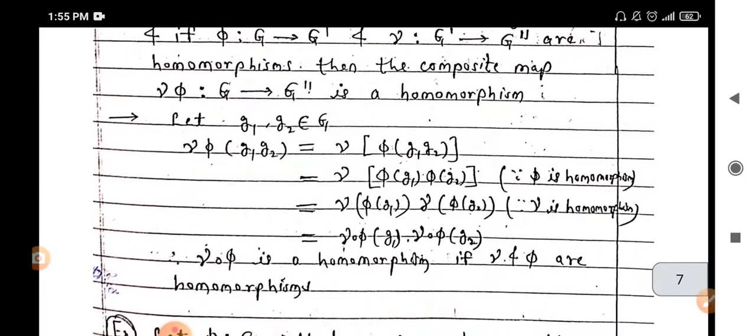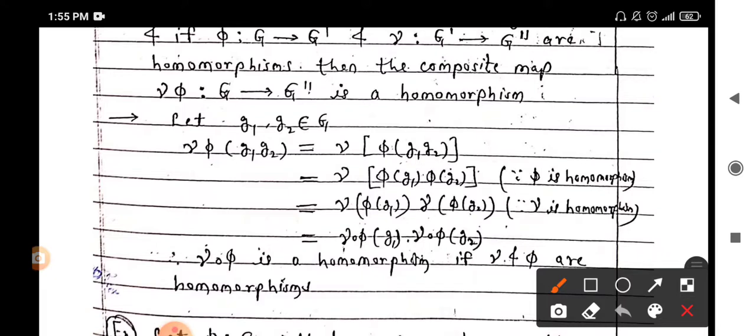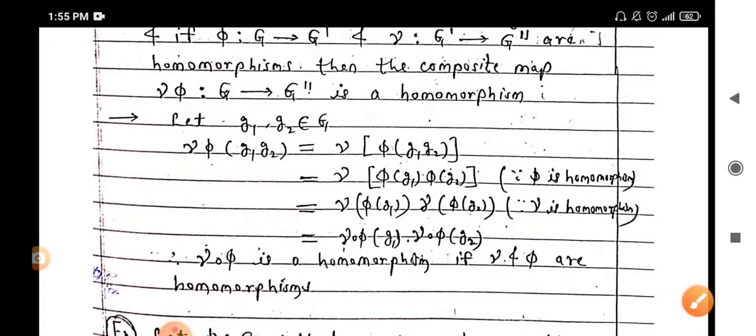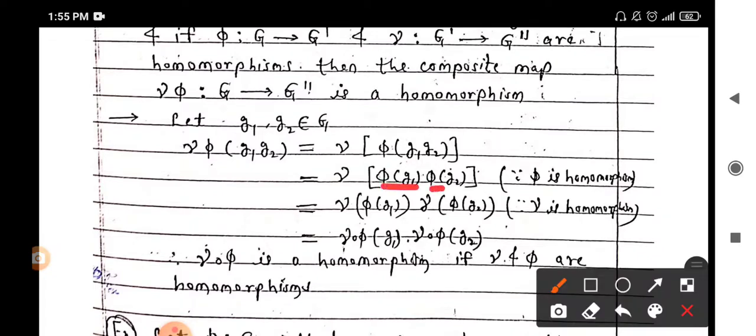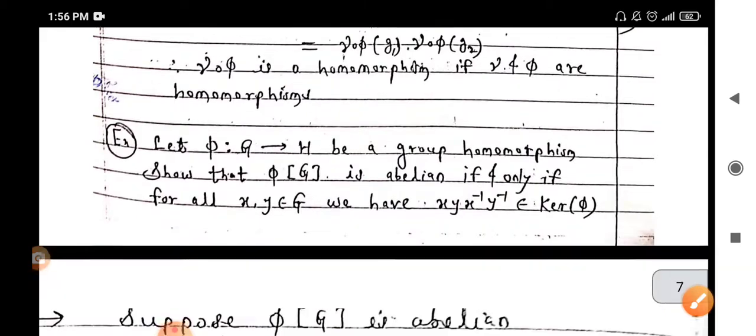It is simple. Gamma phi of G1, G2, where G1, G2 belong to G. From the definition, it is gamma of phi of G1, G2. Since the mapping operation is composition, but phi is a homomorphism, therefore phi of G1, G2 is phi of G1, phi of G2. It is gamma of phi of G1, gamma of phi of G2, which is gamma of phi of G1 into gamma of phi of G2, which proves that gamma phi is a homomorphism.